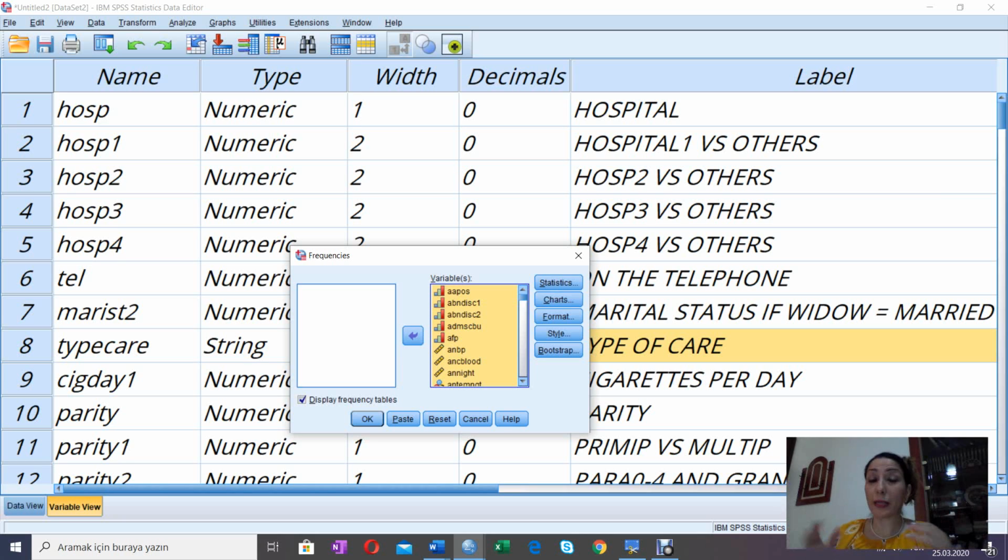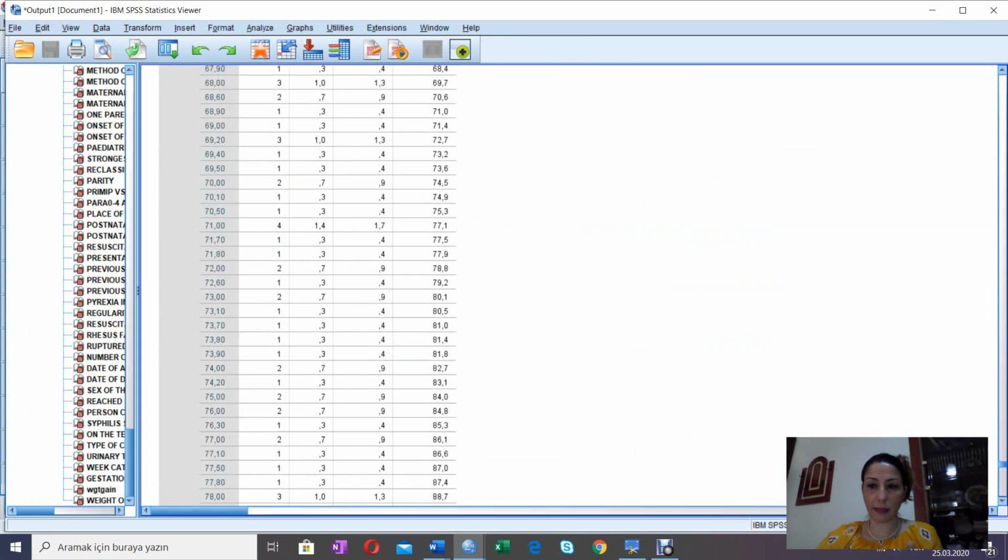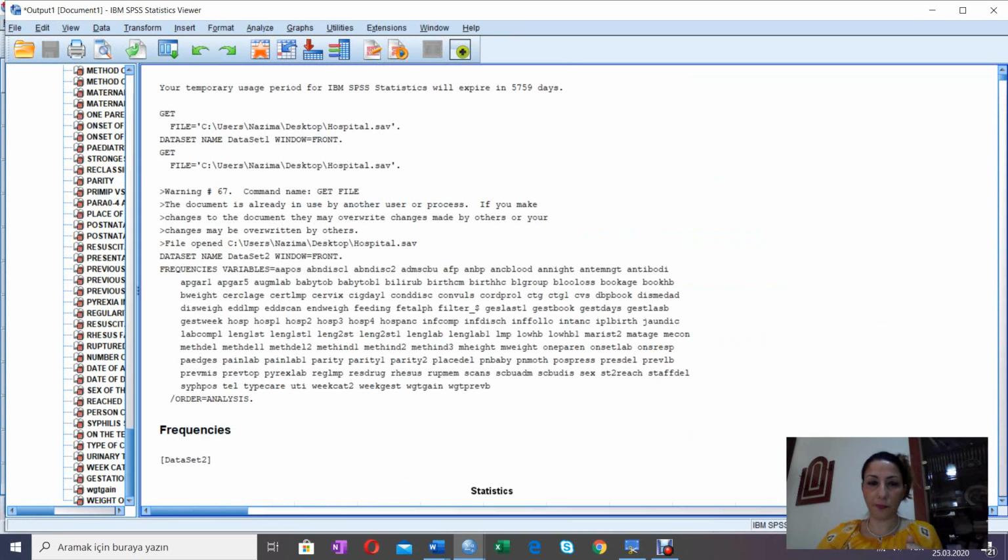So what I want to do now is to explore my dataset and see how many variables I have here and what my patients in this hospital said about these variables. What are their answers? Okay, I want to know their frequencies, the numbers and percentages. For this I have to use analyze frequencies. Okay, now here let us see how many variables I have.